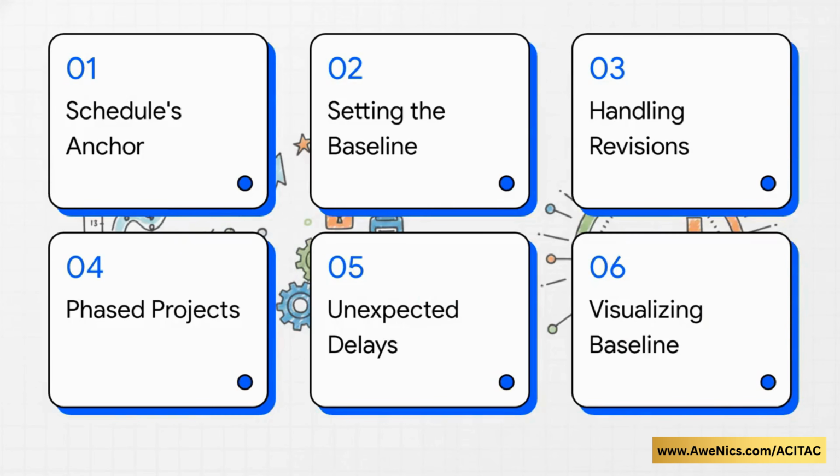So here is our roadmap for this explainer. We'll start with number 1, the schedule's anchor. Then 2, setting the baseline. 3, handling revisions. 4, phased projects. 5, unexpected delays. And finally, number 6, visualizing the baseline. Let's get right into it.